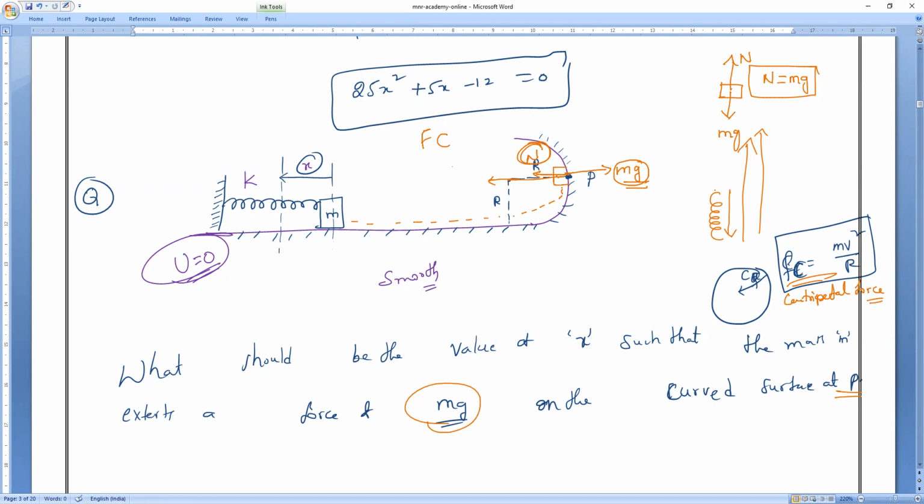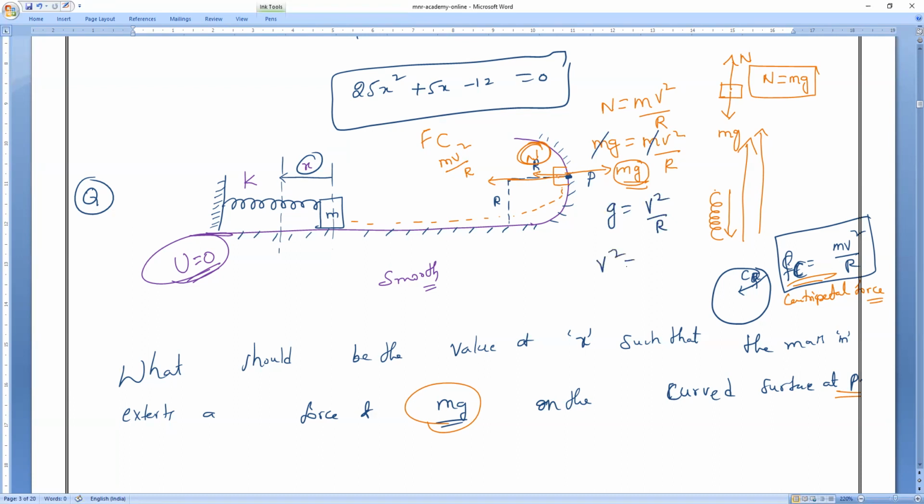Centripetal acceleration. That is what we used to call. What is that? mv square by R. It means in the sense of these both are equal. Am I right or wrong? N is equal to mv square by r. So that N is equal to mg. So can I say that mg is equal to mv square by r? Am I right or wrong, everybody? So m will cancel. g is equal to, please understand, v square by r.